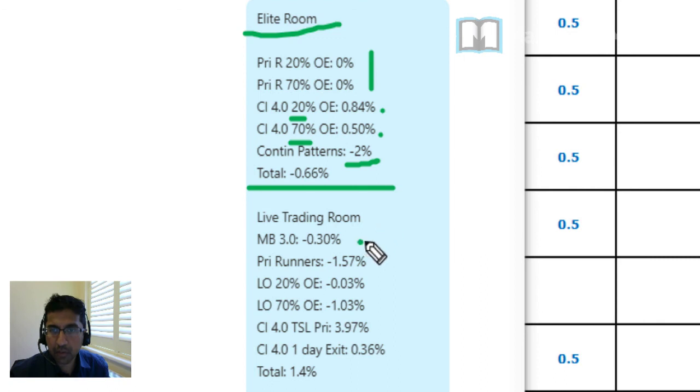Now, in terms of the live trading room, the money bars did take a hit, minus 0.30, primary runners at minus 1.57, lift off 20% and 70%, a little bit more drawdown at 0.03 and minus 1.03%. All this is saying that the trends are not quite strong yet. But in terms of the cash in 4.0, where we take all the positions, there's a nice strong 3.97%, mainly contributed from euro yen and dollar yen. One day exit, a small profit of 0.36%. Total 1.4% on the live trading room.